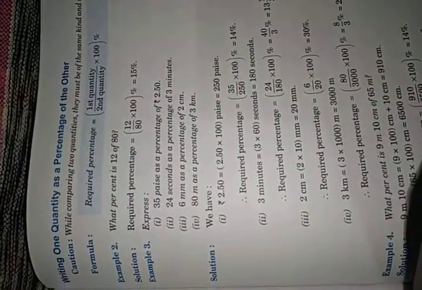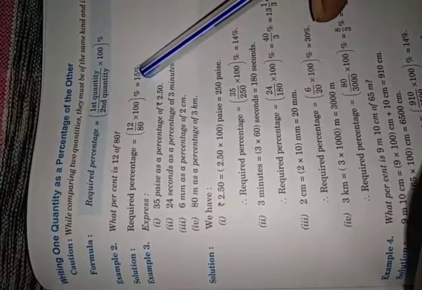What percent is 12 of 80? So required percent is equal to 12 by 80. First quantity is 12, second quantity is 80. So first quantity by second quantity, 12 by 80 into 100. That is 15%.